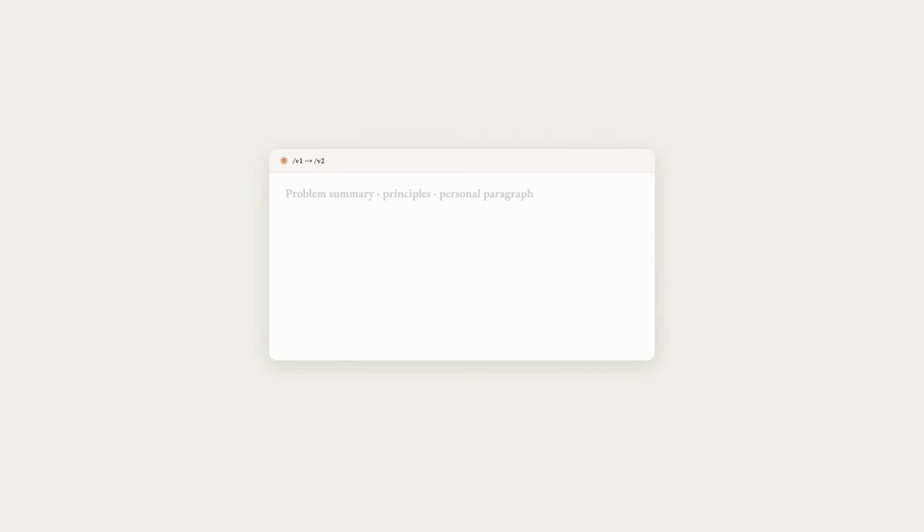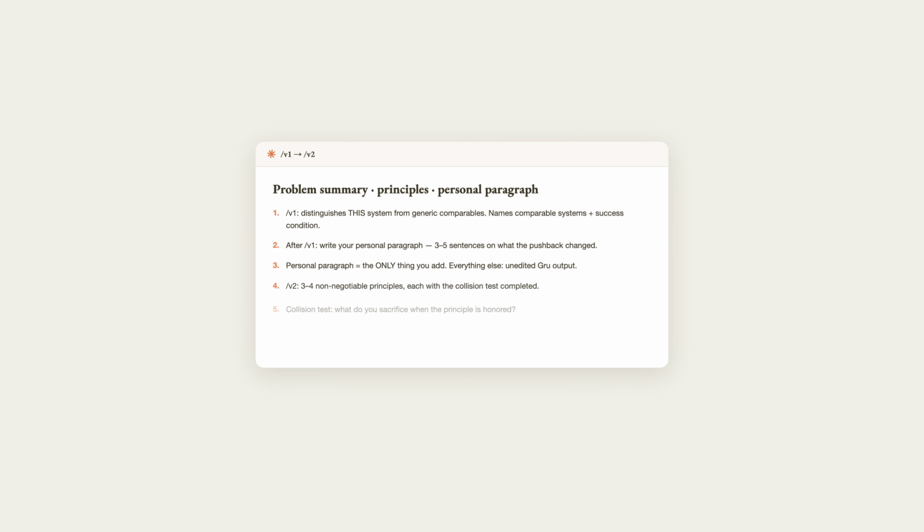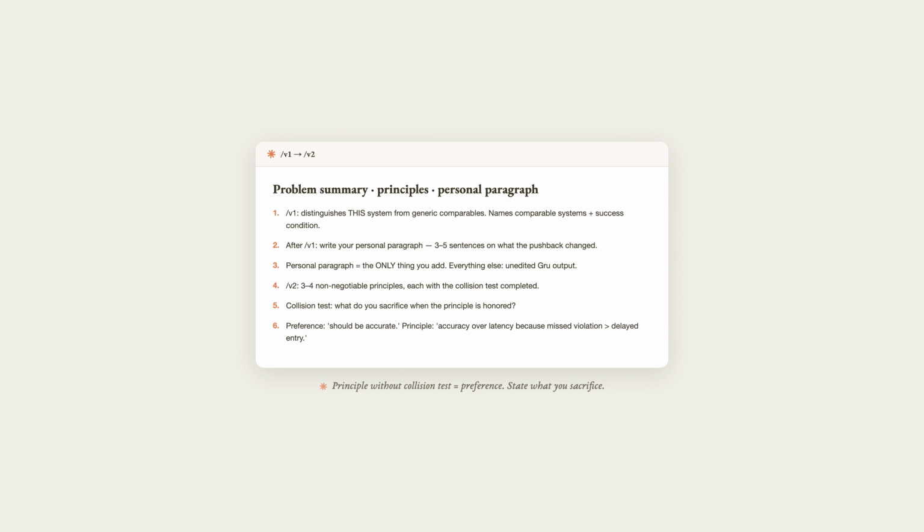/V1 is the problem summary. It must distinguish this system from a generic one, which means it names comparable systems and states the success condition for this specific deployment. A system that flags insurance claims does not pass /V1 if there are a dozen comparable systems. Your /V1 must say what makes this system's success condition different from those.